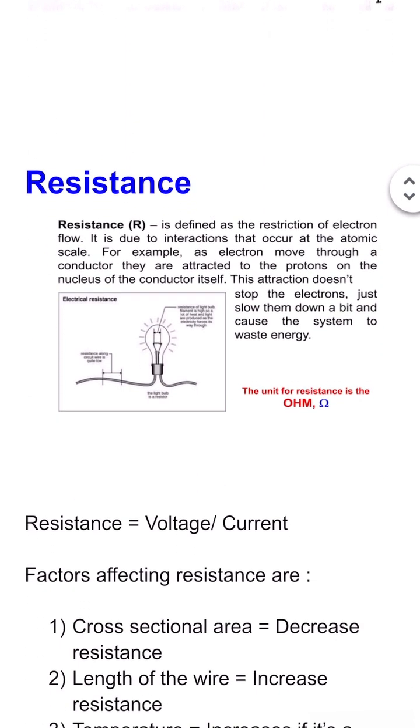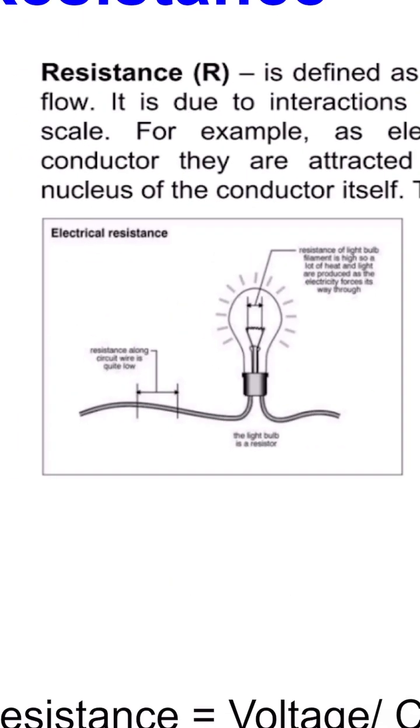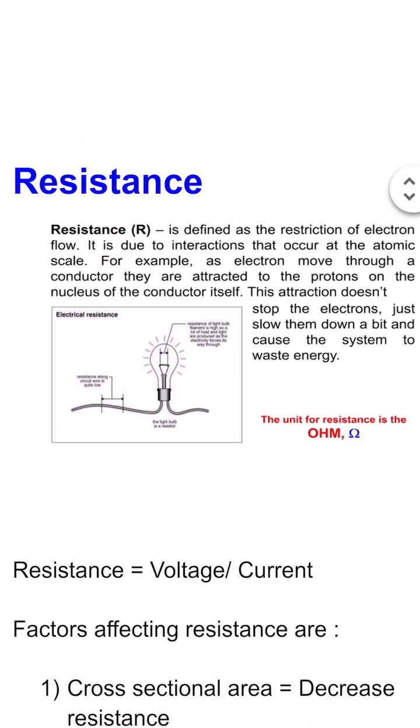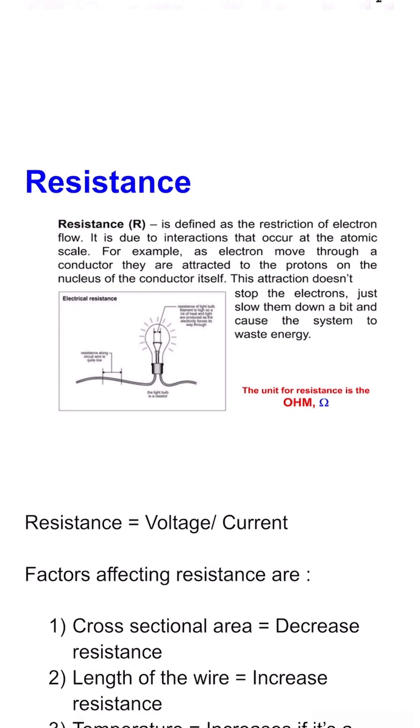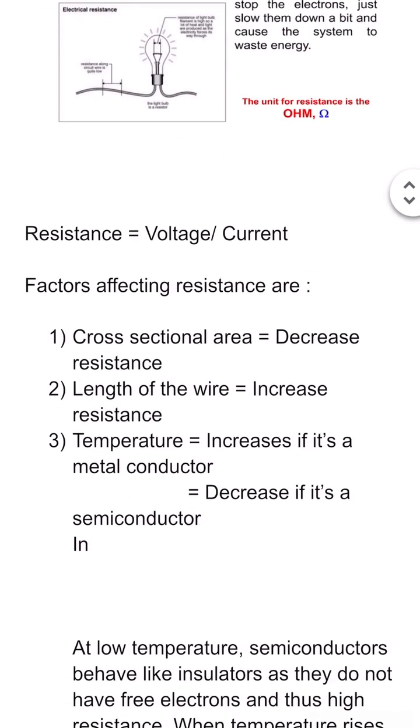Resistance R is defined as the restriction of electron flow. It is due to the interactions that occur at the atomic scale. For example, as electrons move through a conductor, they are attracted to the protons in the nucleus of the conductor itself. This attraction doesn't stop the flow of electrons, it just slows them a bit and causes the system to waste energy. So this means the current doesn't flow more than required. Resistance is equal to voltage by current.